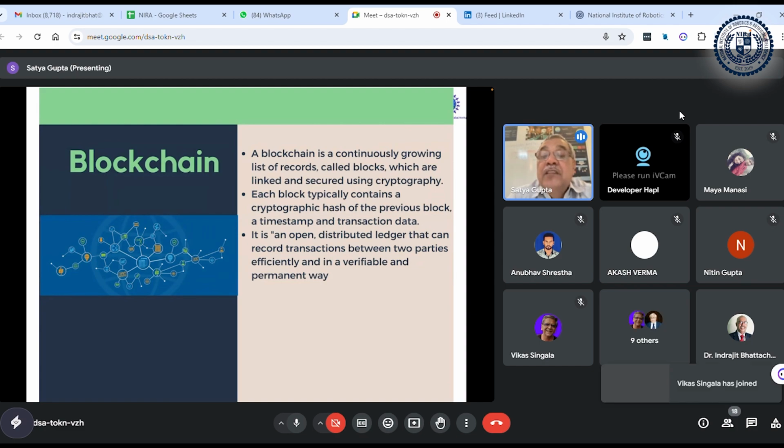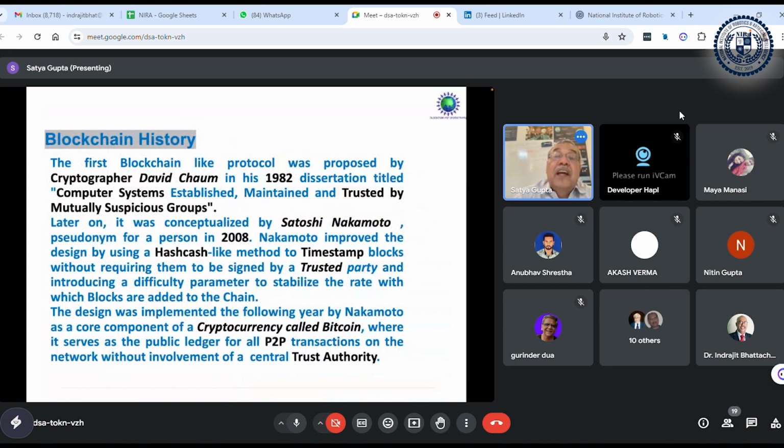It is an open distributed ledger that can record transactions between two parties efficiently, on a peer-to-peer basis, in a verifiable and permanent way. So you don't need a middleman or an auditor or a controller. Automatically it can be verified, and it is permanent also. It is immutable actually.